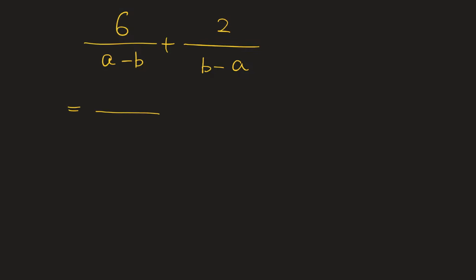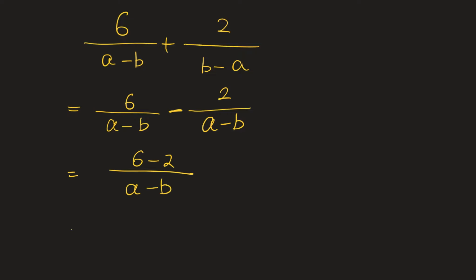And then we will look at some example like this one. Very typical. When you see the denominators, they look very similar. So this time, I guess you can see this one, we change it to minus, then you have a minus b as well. So you will have 6 minus 2 over a minus b. So you have 4 over a minus b, like this.